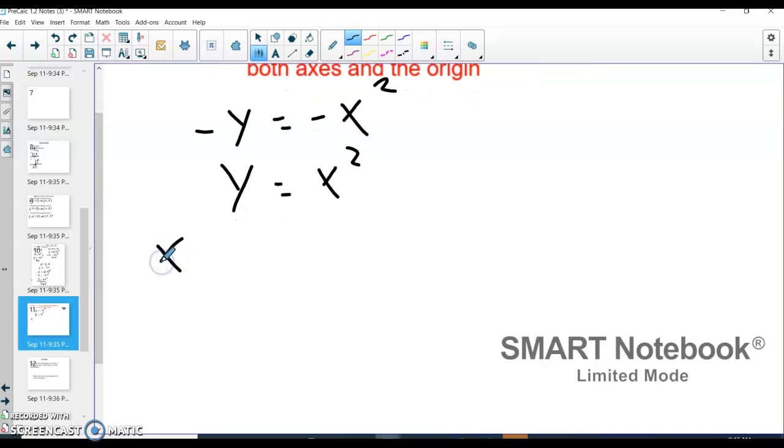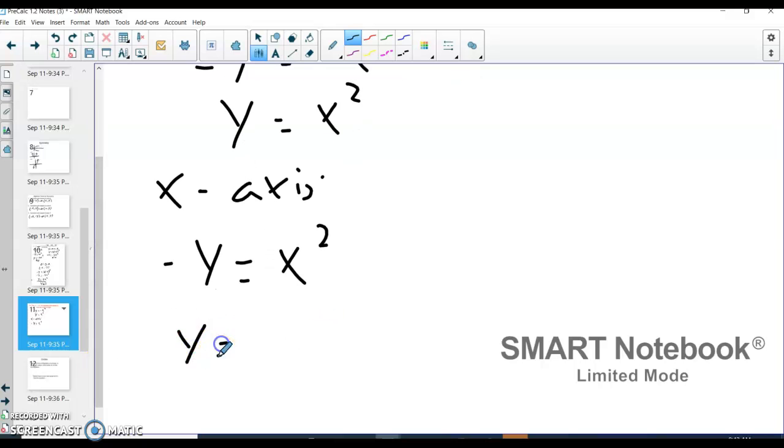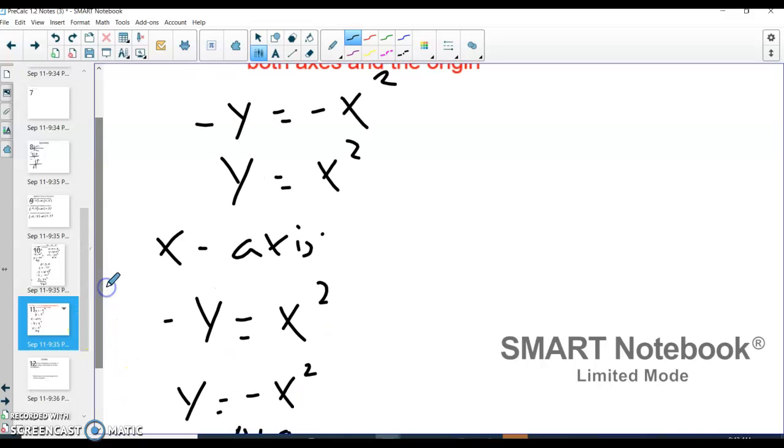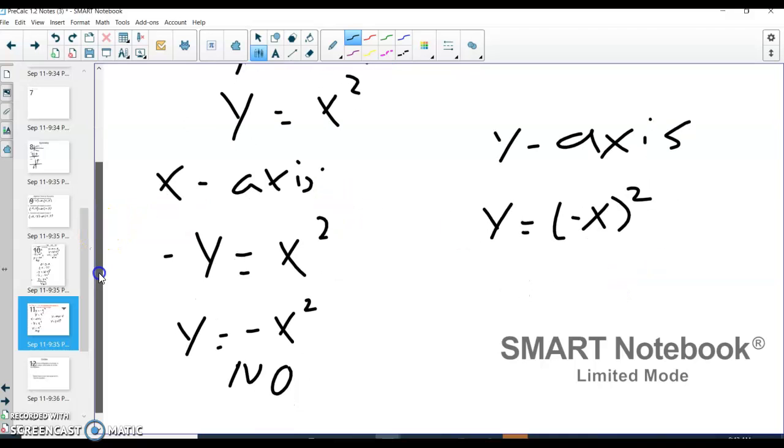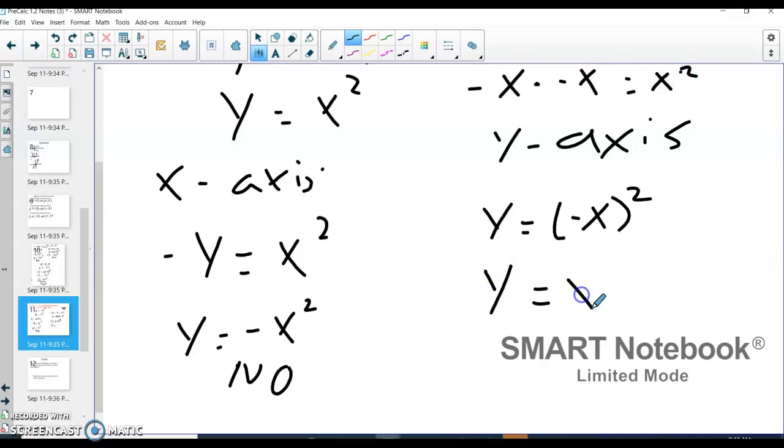Plugging in for x-axis, negative y equals x squared. Even if I divide both sides by negative 1, I get y equals negative x squared. That's not the same function, so it is a no. Doing my y-axis symmetry, I'm plugging in a negative x, and I'm going to have y equals negative x squared. Negative x squared is going to give me a positive x squared, because that's negative x times negative x. And so I get y equals positive x squared again. That is the same function, so it's a yes to symmetry here.